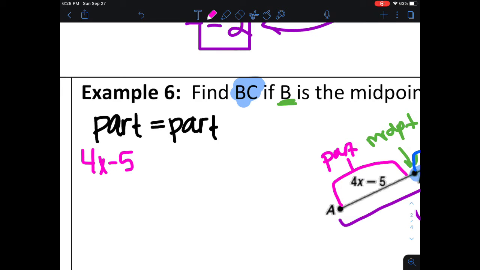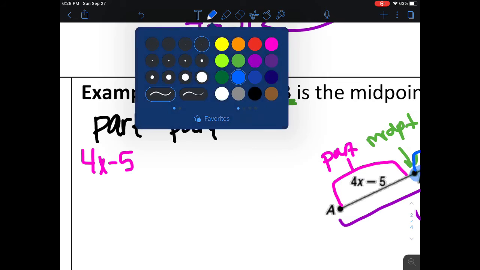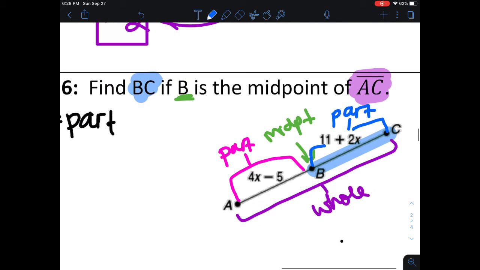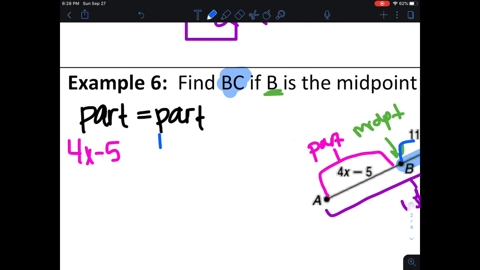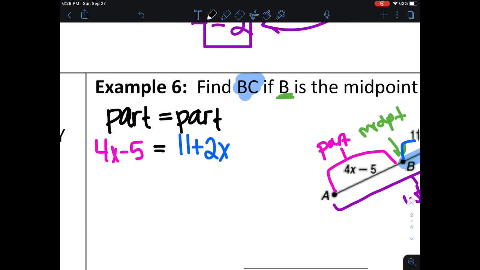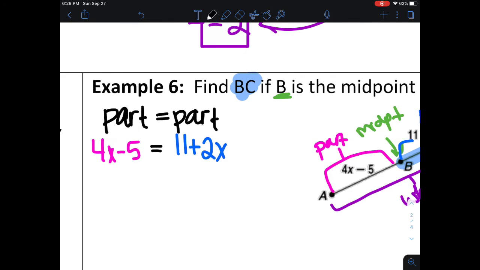So that means 4x minus 5, which was one part, equals, what was the other side? 11 plus 2x. Okay, so again, these two parts make up the whole, but they're also equal to each other because B is in the middle. It's the midpoint. All right, so now that we have that, we're going to solve it. This is just an equation.